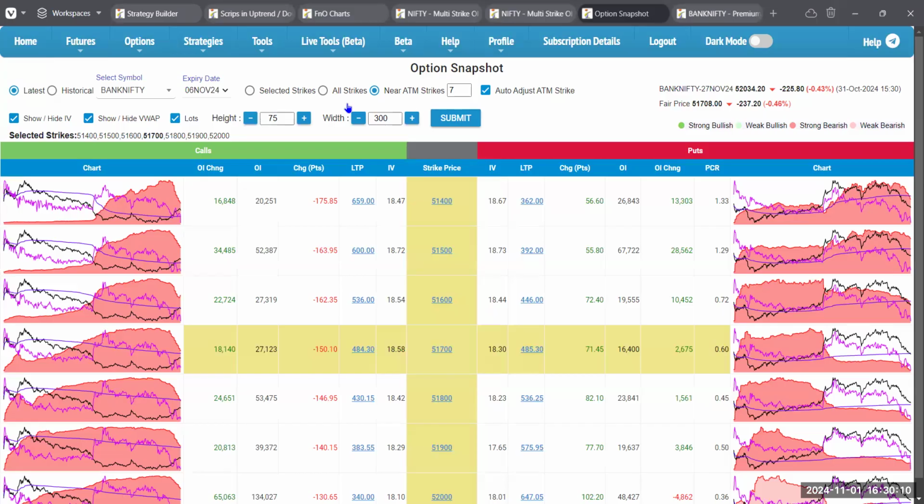One person is asking about option Greeks data. Can we have Greeks data? We don't have an API as such, so we can't give you Greeks data. That is the issue. You can download it from the option chain, but it is just a snapshot.